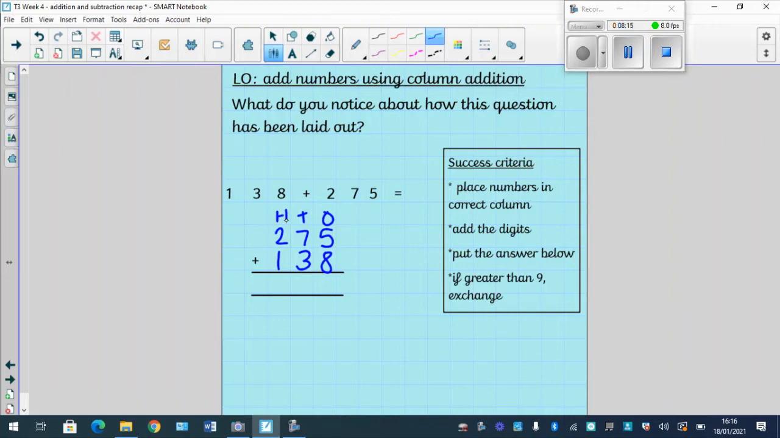First of all, I'm going to total everything in the ones column. 5 add 8 is 13. 13 is made of 3 ones, and then I exchange my 10.